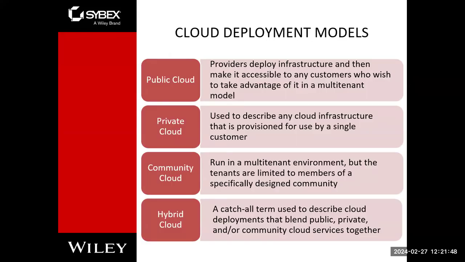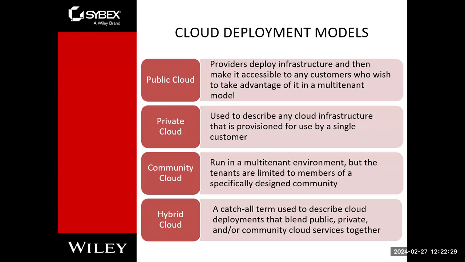Cloud deployments. These basically are the different types of methodologies or ways to envision cloud usage. So public cloud provides infrastructure and then makes it accessible to any customer who wishes to take advantage of it. Private cloud is basically the opposite. You have all the infrastructure operated by yourself or by your organization. Community cloud is run in a multi-tenant environment, but the tenants are limited to members of their specific designated community. So they're very localized.